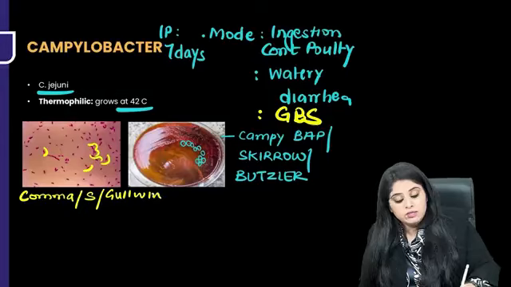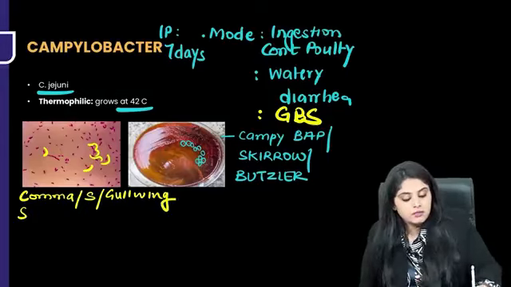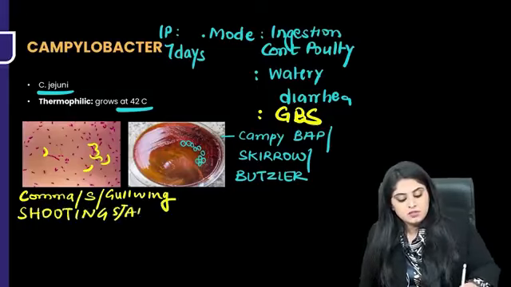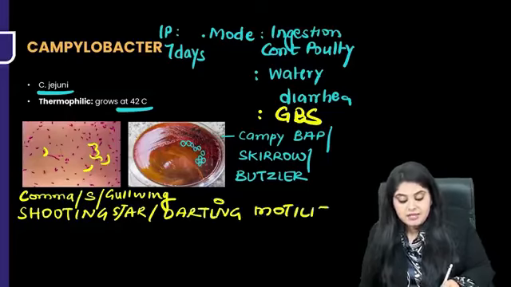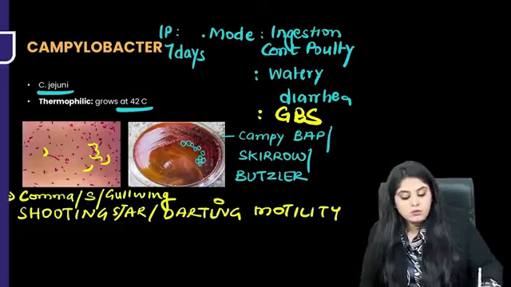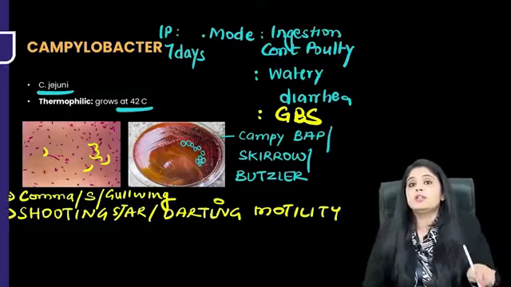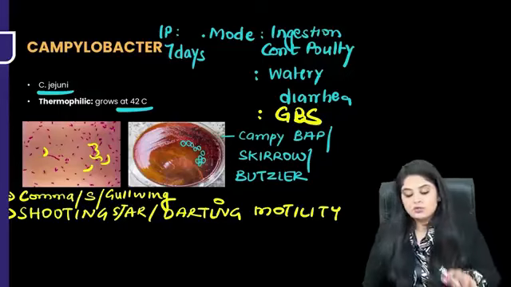And now I'll tell you something more for the stars. Which kind of motility do they have? They have the shooting star or the darting motility. They have the shooting star or darting motility, which was also shown by what? Which was also shown by Vibrio cholerae. Remember, Vibrio was also comma shaped, it was also shooting star, this is also comma shaped, this is also shooting star, the correlation is happening.